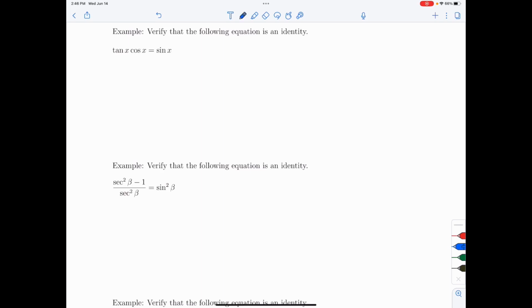In this video, I'll be going over how we can verify that a trig equation is an identity. So what we mean by this word verify, we just want to show that the left side of the equation is actually equal to the right side of the equation. And to do that, we must show that the left side is exactly the same on both sides. So same on both sides of the equal sign.